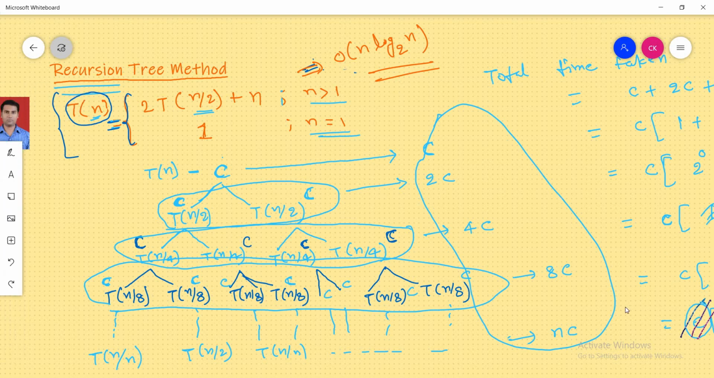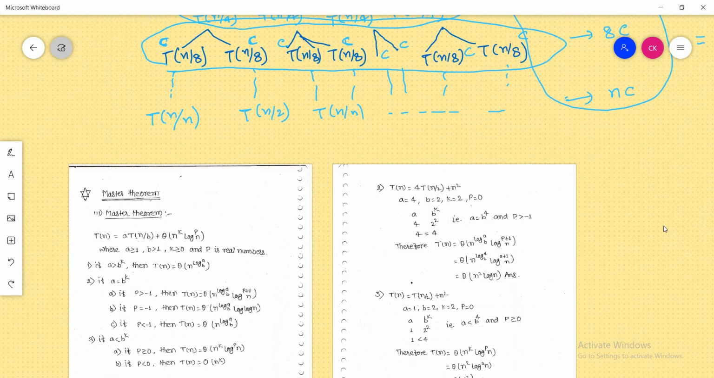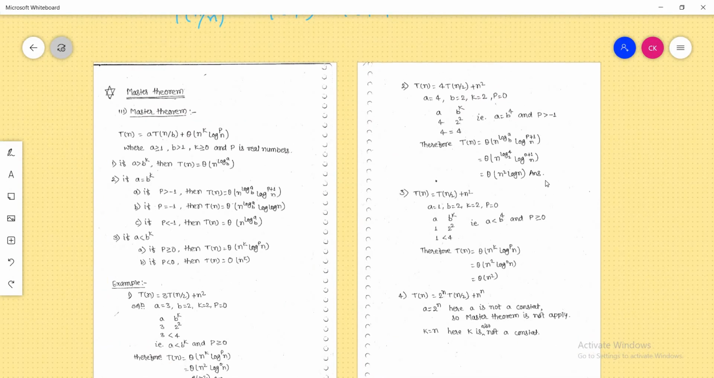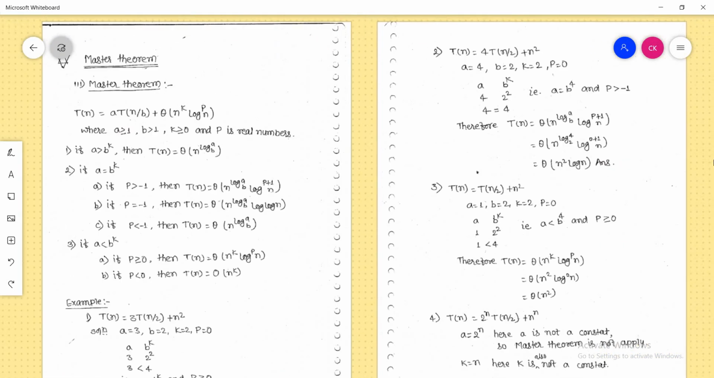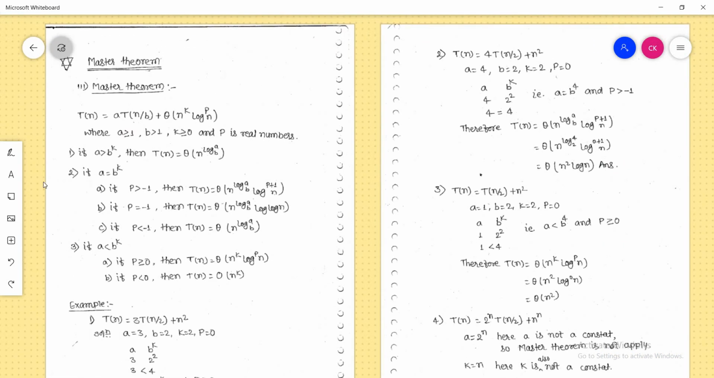Okay, so this is all about recurrence tree method. Now master theorem. We will widely use this master theorem, and master theorem is, you can say, master of all the theorems. And moreover there is nothing interesting in master theorem. There is only one thing, that you put the value and you will get the answer. There are certain conditions, and depending on the condition you will simply put the value and you will get the answer.